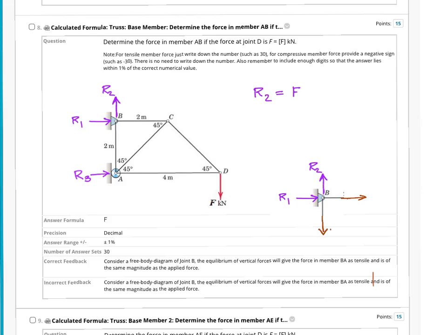Now by considering the equilibrium of this isolated joint B, we could clearly say that FBA must be equal to R2, which is F, and that's with a positive sign because my choice of the direction is correct, because R2 is going upward, so FBA must be acting downward. Now from this point we could say that the correct answer would be plus F, whatever value of F that you have been given.